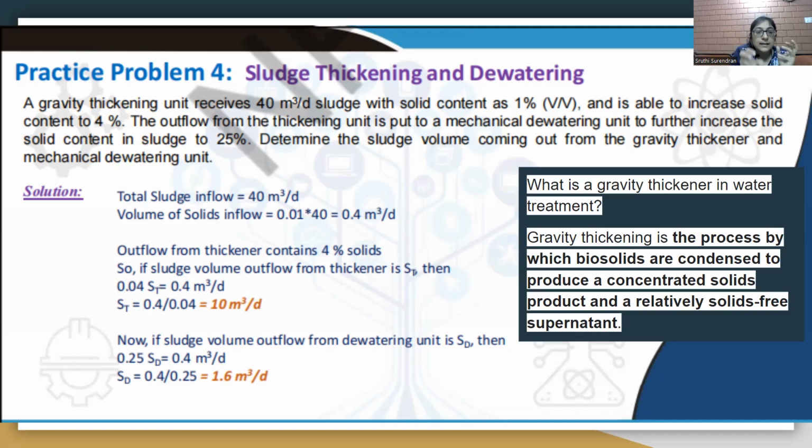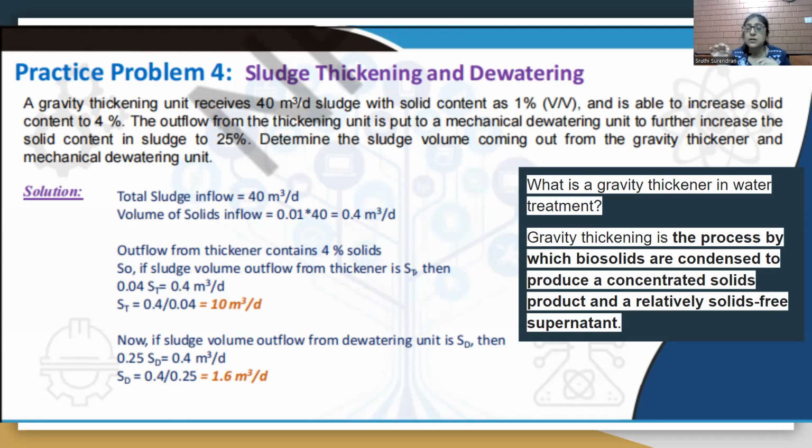So this gravity thickening unit is receiving an inflow of sludge, a mixture of the solids and water called sludge. 40 meter cube per day of sludge it is getting, and the solid content in the sludge is 1%. V by V indicates the volume of the solids to the volume of the sludge.